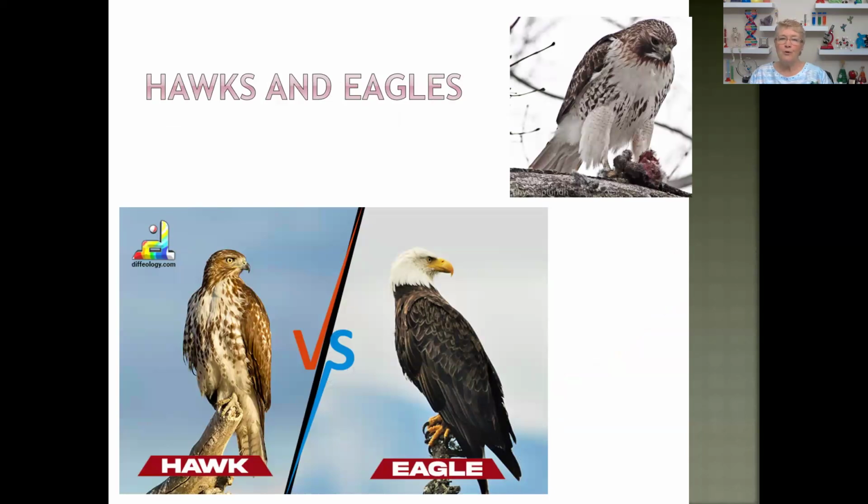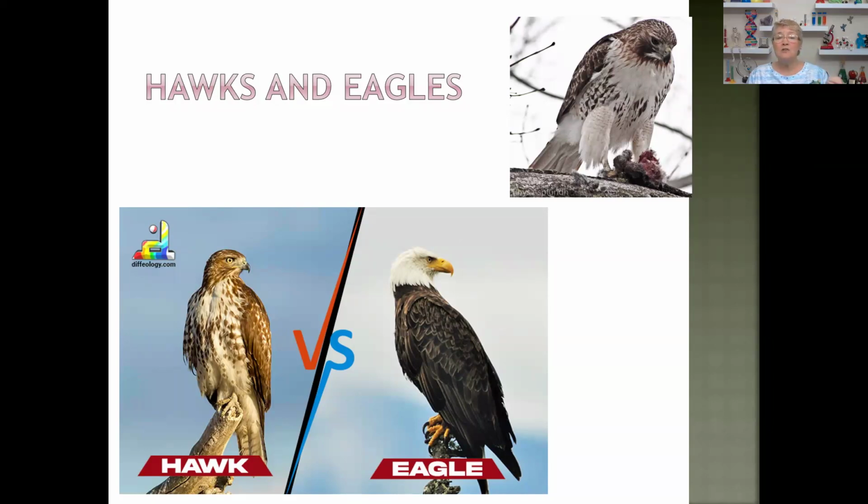So hawks and eagles are both diurnal. What does diurnal mean? Abigail. Awake during the day. Yes, they're awake during the day as opposed to being nocturnal, which is awake at night. So an owl is nocturnal. A hawk and an eagle are both going to be diurnal. They're active. They hunt during the day, and they hunt and eat many different kinds of animals.